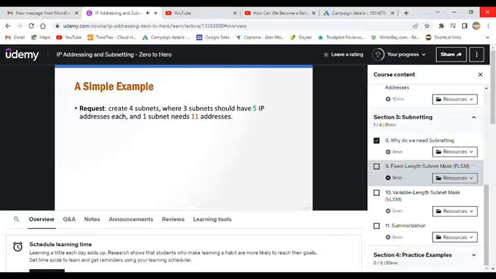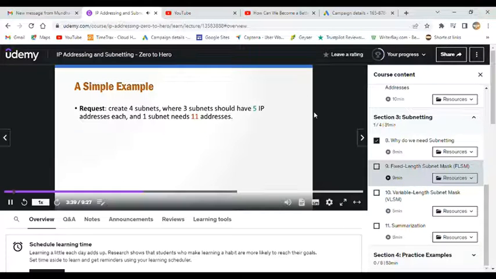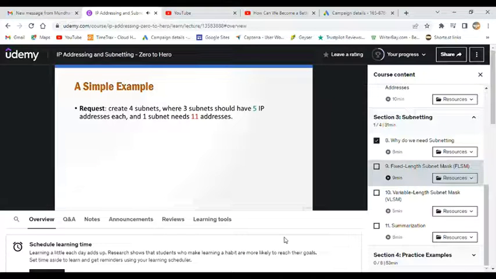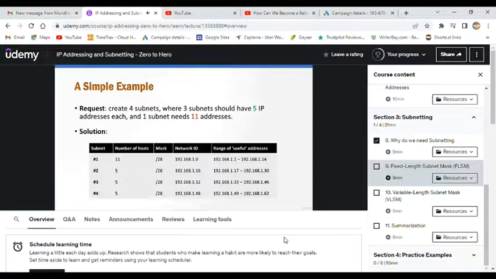So this is our request. Create 4 subnets where 3 subnets should have 5 IP addresses each and 1 subnet that needs 11 IP addresses. And here I'm going to give you the solution right away, and then I'll walk you through that solution. The first thing you should notice is that each of these 4 networks that are different have the same mask.